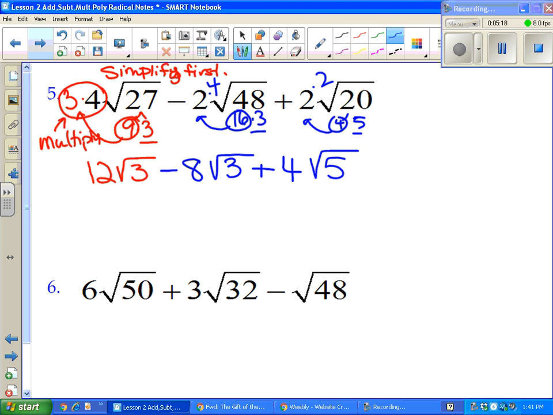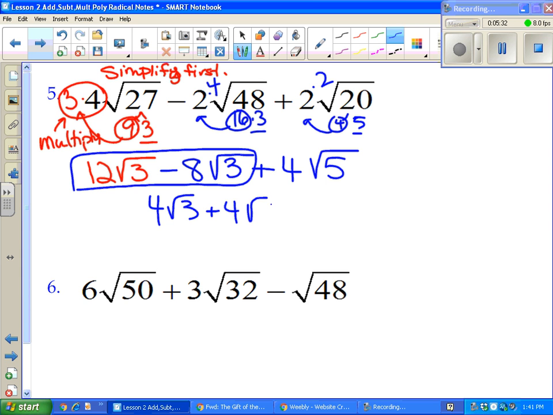Now, I do have things that are alike. I did not have things that were alike in the beginning, but now I do. So I can go ahead and actually add and subtract the numbers in front. 12 square root of 3 minus 8 square root of 3 turns out to be 4 square root of 3 plus 4 square root of 5. So if at first it looks like you don't have anything alike, check and see if you can go to your numbers and find things that you can simplify.